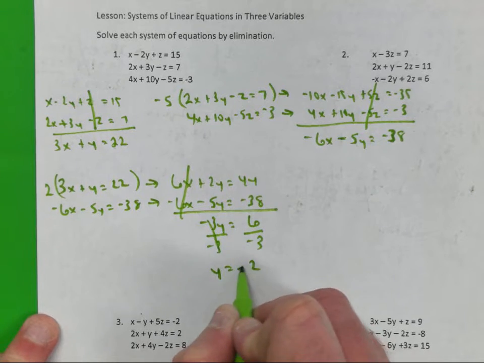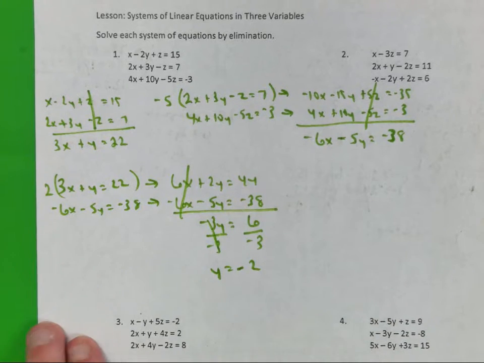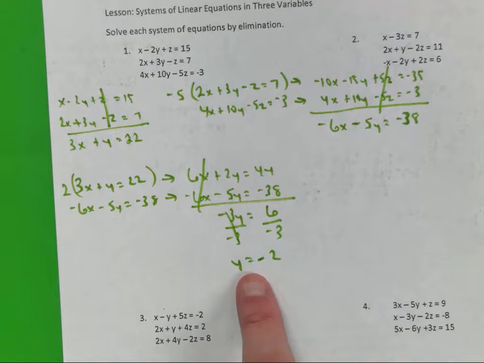Once you find 1, you're halfway there. So I found my y equals negative 2. I need to find my x and my z. Now remember, your neighbor or your friend might find a variable at a different time. But in the end, just make sure your answer matches up, okay?